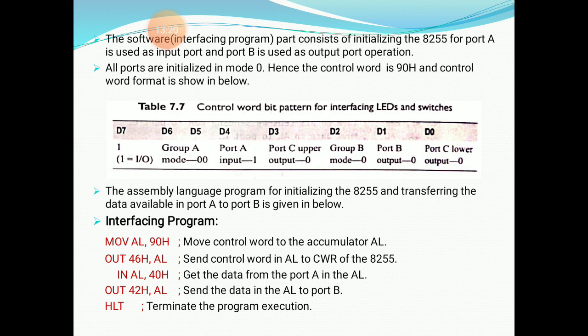And D2 belongs to mode selection of group B. Here group B includes port B and port C lower. These ports are used as simple I/O ports. So group B belongs to mode 0 operation. So D2 equal to 0, that is mode 0 operation.